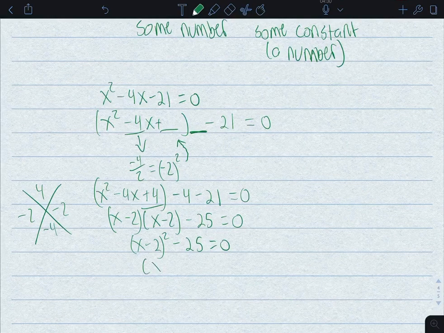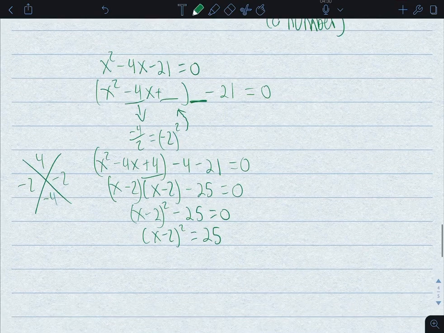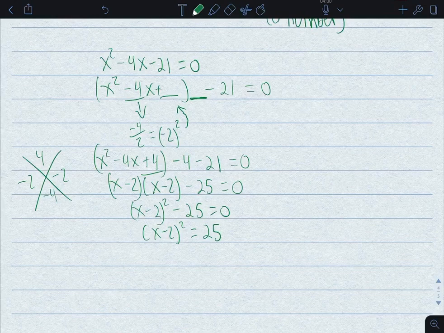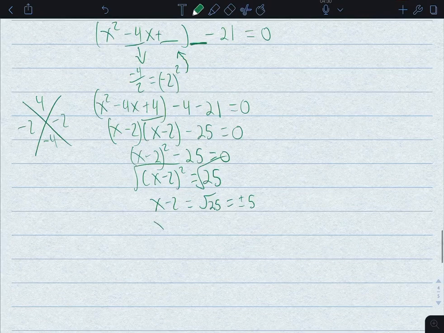We're going to move the 25 to the other side. x minus 2 squared equals 25. It was a negative 25, I moved it to the other side of the equal sign, and now it's a positive 25. We're going to solve it like you did in yesterday's lesson, which is to square root both sides. Now we have x minus 2 equals the square root of 25, and the square root of 25 is plus or minus 5. So that means we have to solve this two ways.